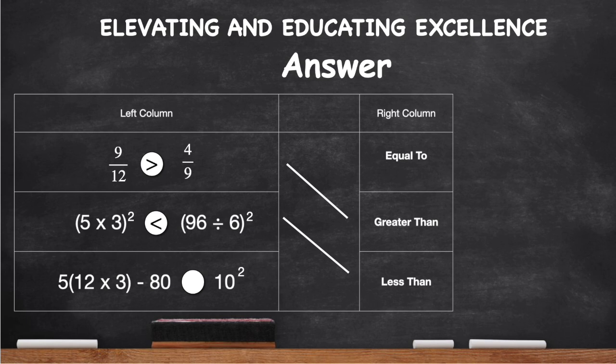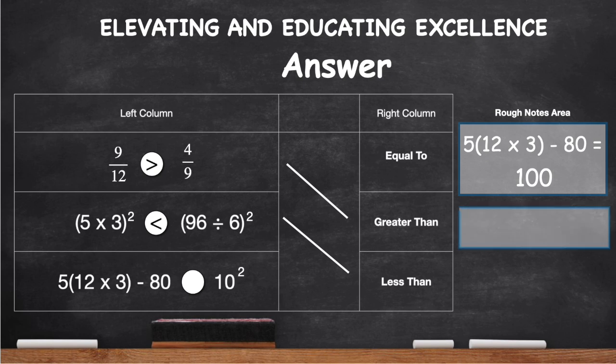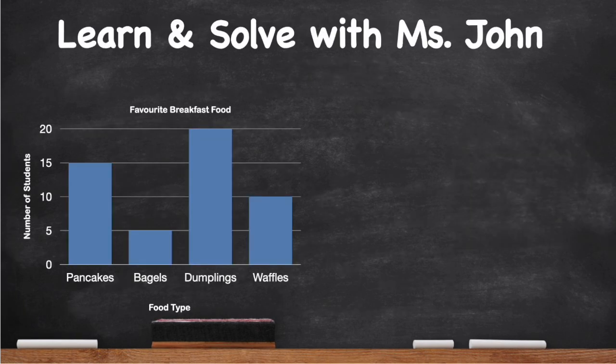So in order to complete the last column, we're going to first draw a rough box. And in that rough box, we're going to write 5 open bracket 12 times 3 close bracket minus 80. And that equals 100. And then we're going to draw another rough box, and in that rough box we're going to write 10 to the exponent of 2, and that equals 100. So now we're going to draw the equal sign to represent equal to, and then we're going to draw a line going towards equal to. So that's your answer.